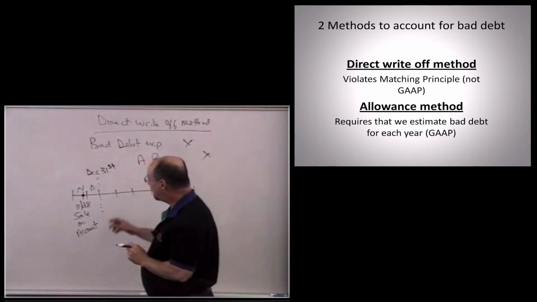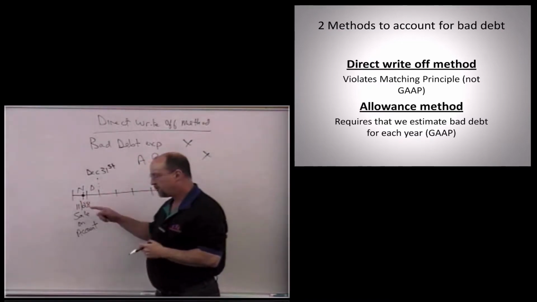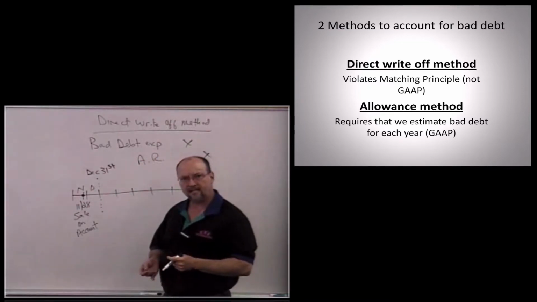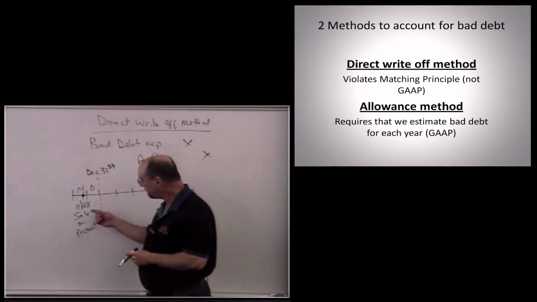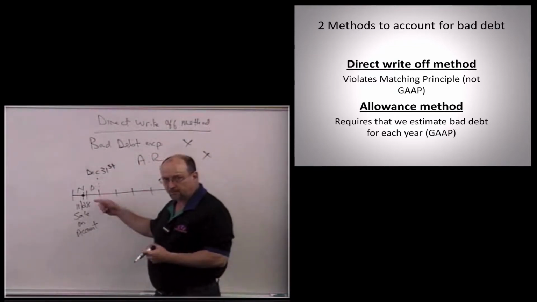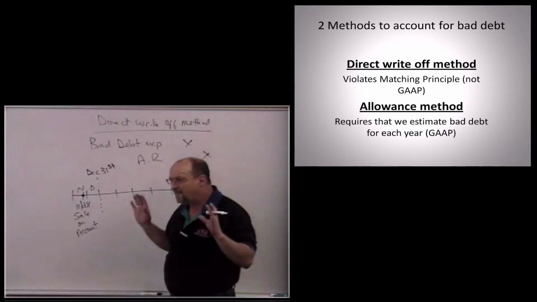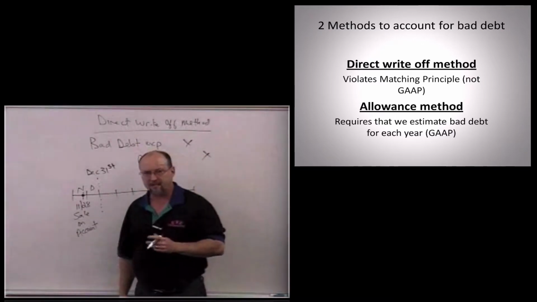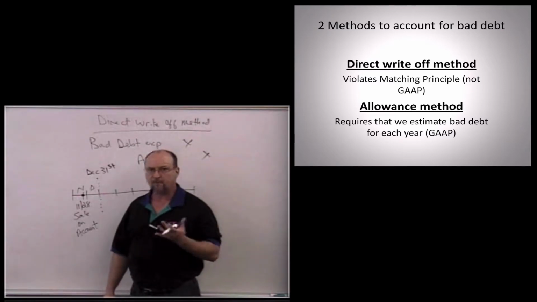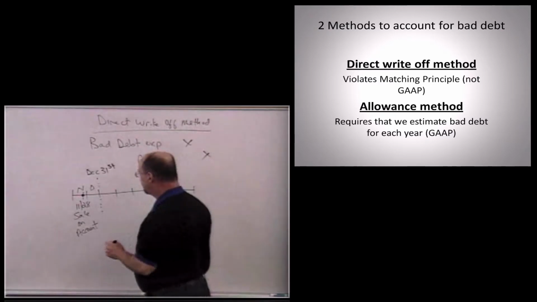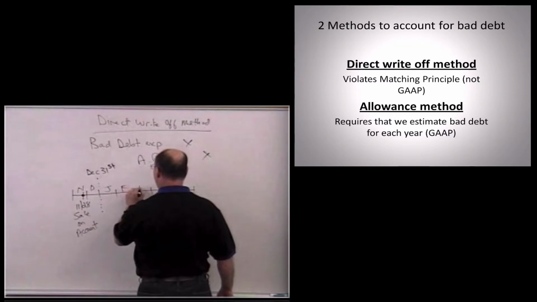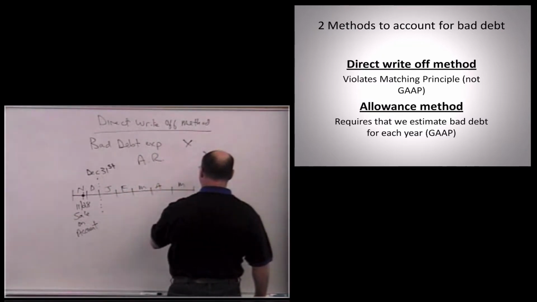Now, on December 31st, assuming I give my customers 30 days to pay their bills, this receivable, which the sale was made on November 28th, is only 3 days past due. I'm not willing to call that bad debt because it's 3 days past due. That's no big deal. Now, here's January, February, March, April, May.